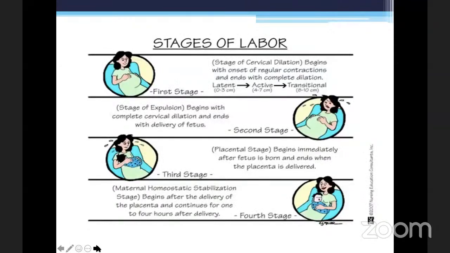Next slide. So these are the stages of labor. The first stage begins with the onset of regular contractions and ends with complete dilatation, which means around 10 cm of cervical dilatation. The stage of expulsion begins with complete cervical dilatation and ends with the delivery of the fetus. The third stage is the placental stage, which begins immediately after the fetus is born and ends when the placenta is delivered. The fourth stage is maternal homeostatic stabilization. After the delivery of the baby, we have to check whether the mother is having a postpartum hemorrhage, and we have to observe the mother. This stage continues from 1 to 4 hours after the delivery.